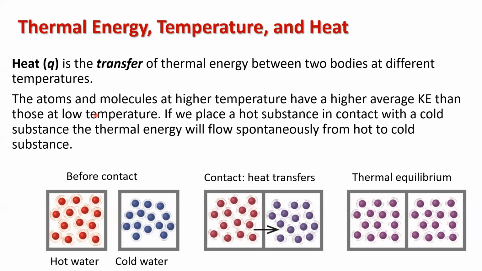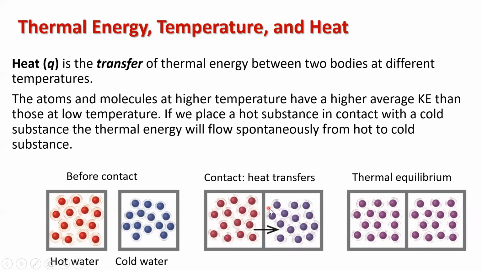kinetic energy to a lower average kinetic energy. If we look at a picture here, we've got a substance here that's hot. It's hot water, so it's got a high thermal energy. And we've got cold water here. It's got low thermal energy. If we have the two water samples in contact with each other, that energy is going to start to be transferred from where it's higher in the hot water to where it's lower in the cold water.